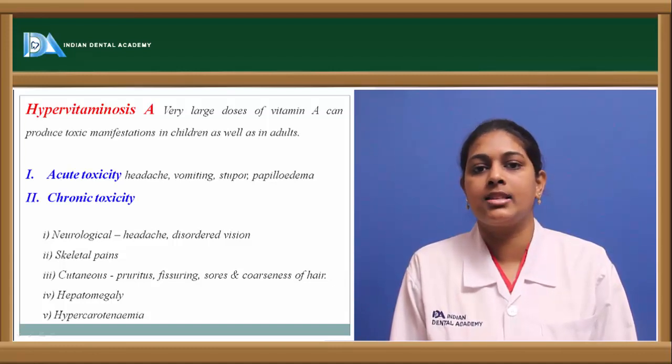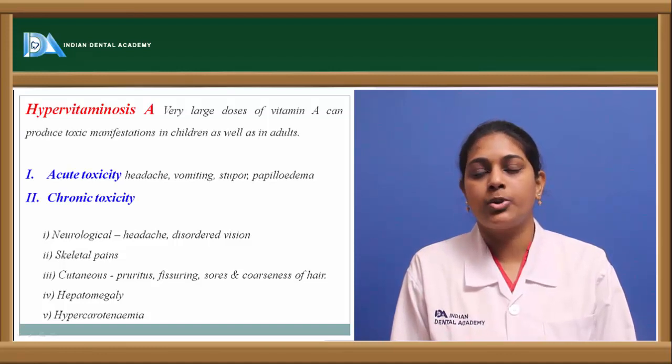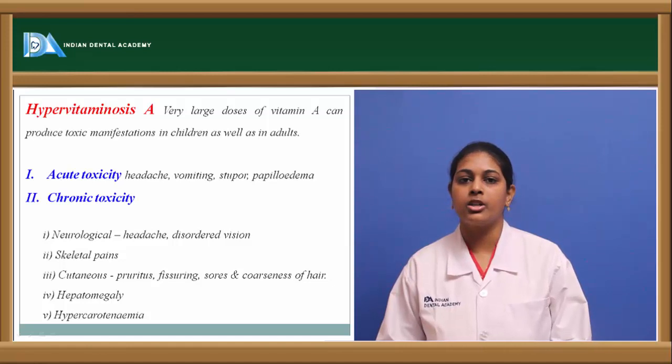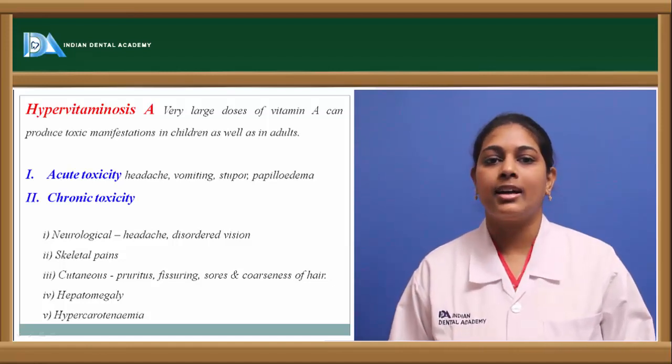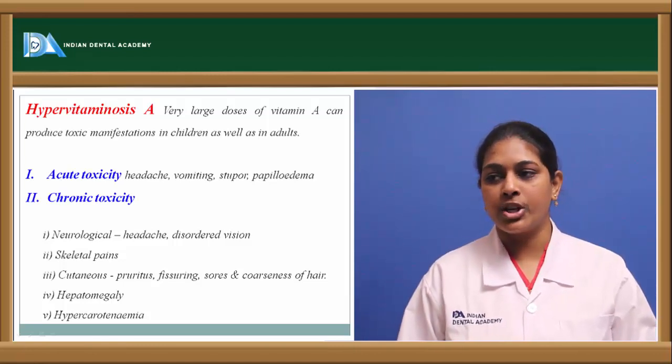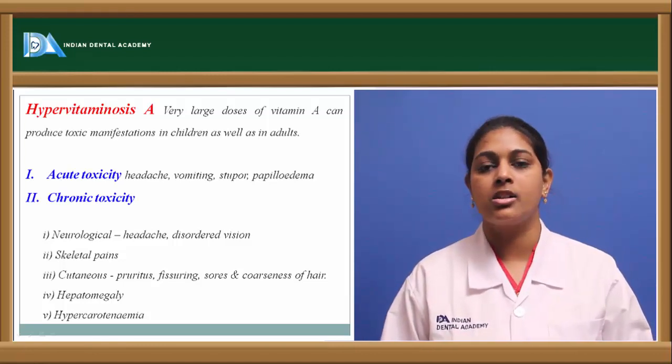pains, because of increased osteoclastic activity, that is bone resorption, we see cutaneous lesions. Pruritus is severe itching in the patient. Other than that, fissuring, that is radiating fissures, which could also involve the angles of the mouth.